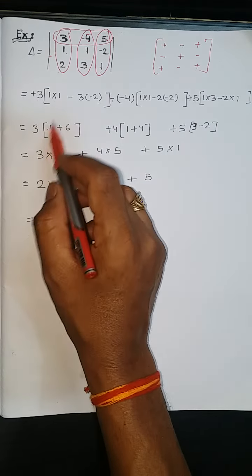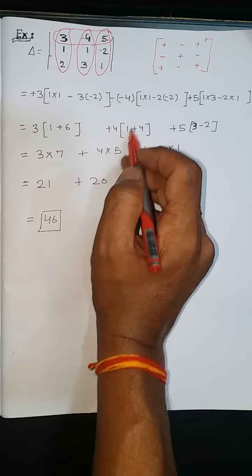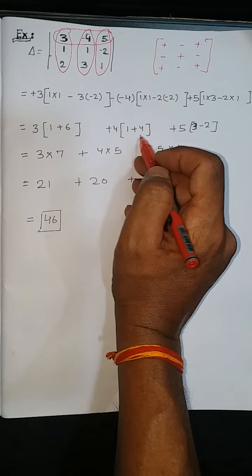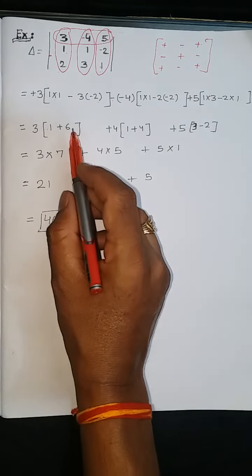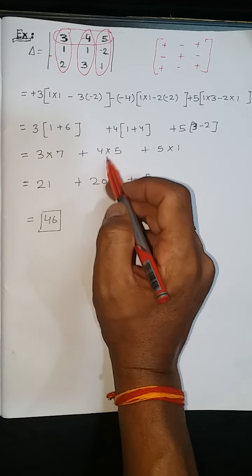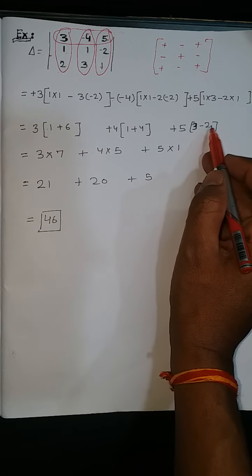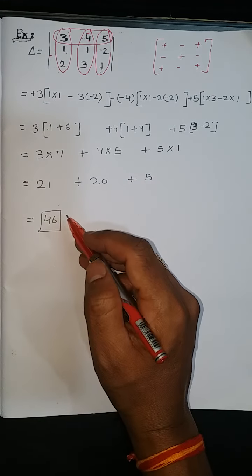Now solve this. 1 3 2 is 6, minus minus plus, 1 1 is 1, minus minus plus, 2 2 is 4, 3 1 is 3, 2 1 is 2, 7 3 21, 1 plus 4 is 5, 5 4 is 20, and 3 2 minus 2 is 1, 1 into 5 is 5. We are getting 46.